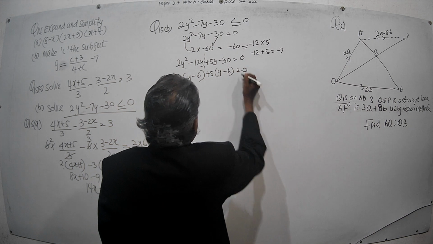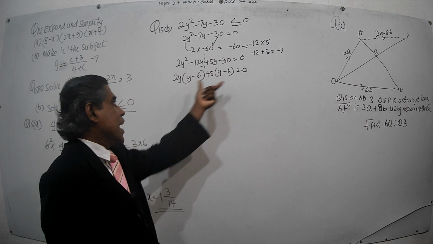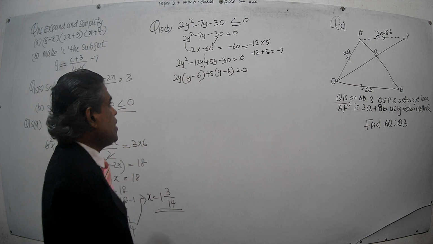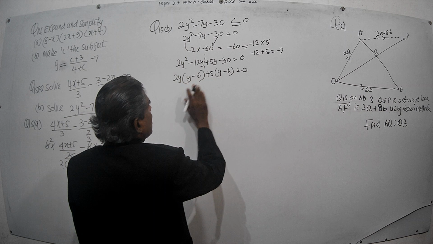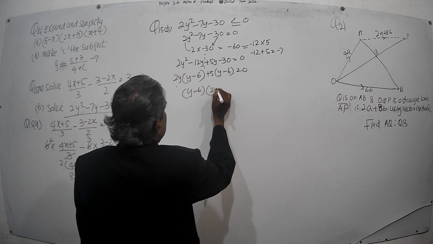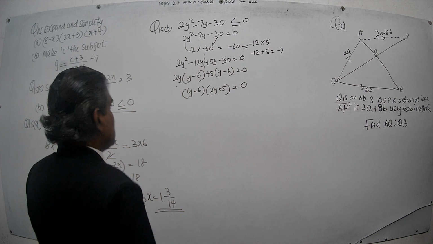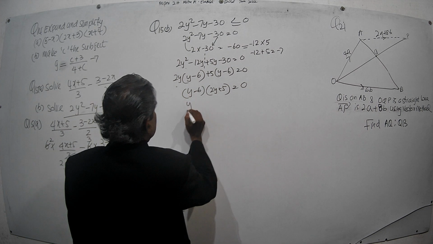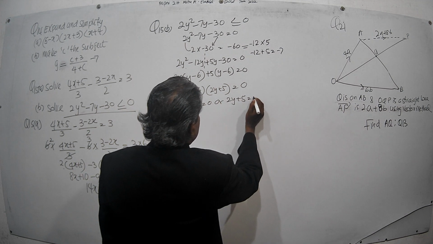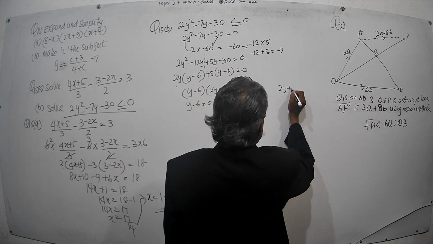In this quadratic factorization, always you must try to get the same terms within both pairs of brackets at this stage. Then the factors will be: one factor will be the terms inside, the other one is the term outside. 2y plus 5 equals 0. Now, if you take from this one, y minus 6 equals 0 or 2y plus 5 equals 0.